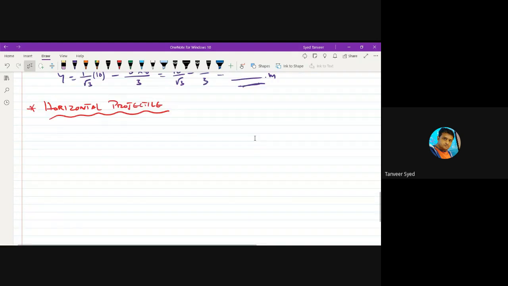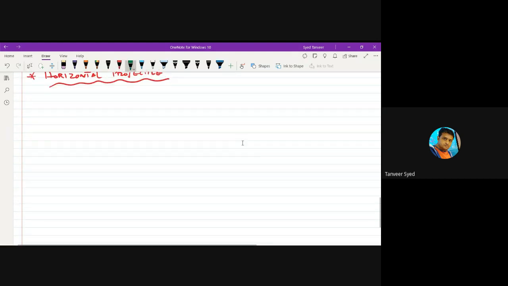Horizontal projectile. What is this? Suppose you are standing on top of a tower or building. Height of the building is h, and from top of this building you are throwing a ball or something in horizontal direction with initial velocity u. Horizontally, you are throwing it exactly horizontally with velocity u. Then what happens? What will be the path of this body?